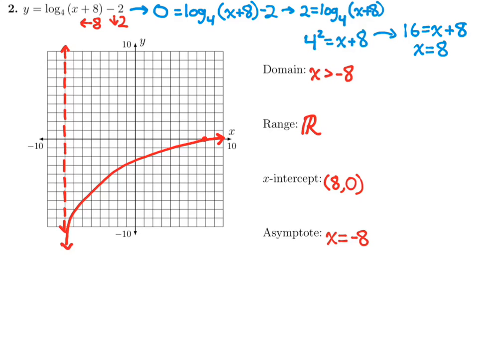To do the x-intercept, you make y equal to 0. Here you add 2 first, because the minus 2 is outside of the logarithm. Then change it into exponential form, which is 4 squared equals x plus 8. 4 squared is 16. Then you subtract 8 from each side. Boom, x equals 8 is your x-intercept. (8, 0). Go ahead and try to make your swoop.